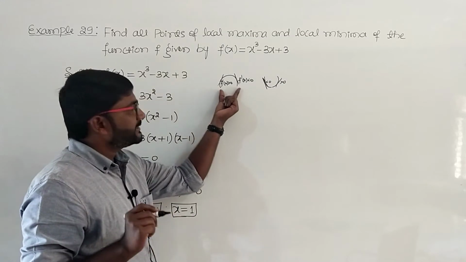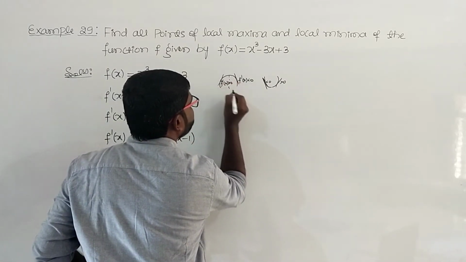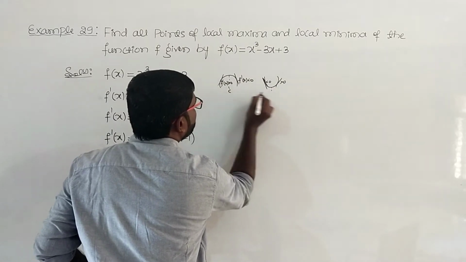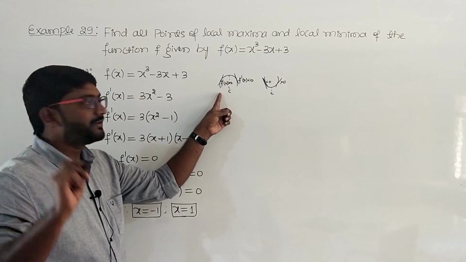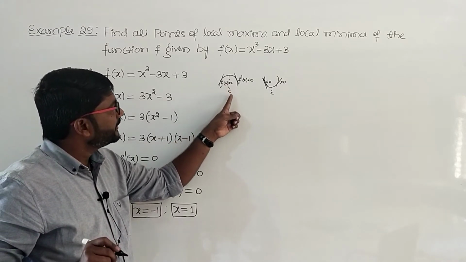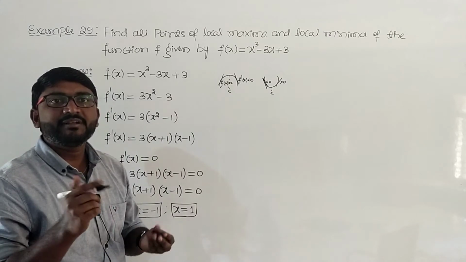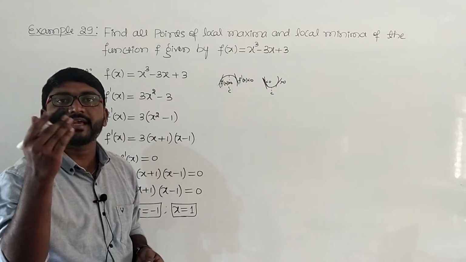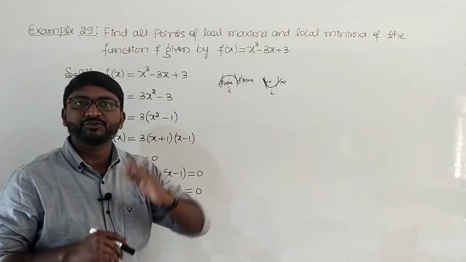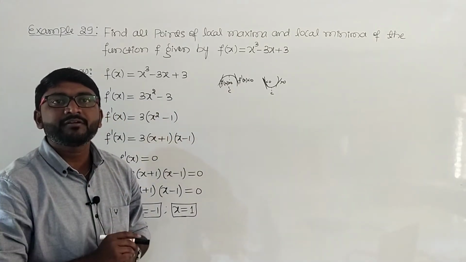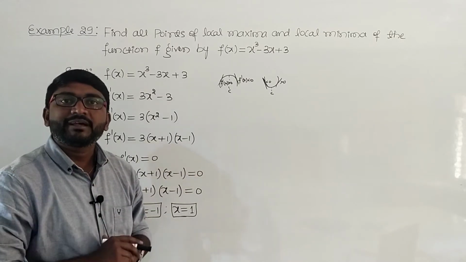What is the condition for a point of local maxima? If you take this as C, then to the left of C, f dash of x must be greater than 0, and to the right of C, f dash of x must be less than 0. That means if f dash of x changes sign from positive to negative as x increases through C, then C is a point of local maxima and f of C will be the local maximum value.